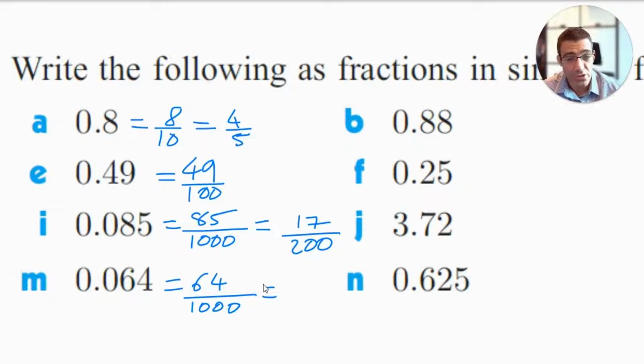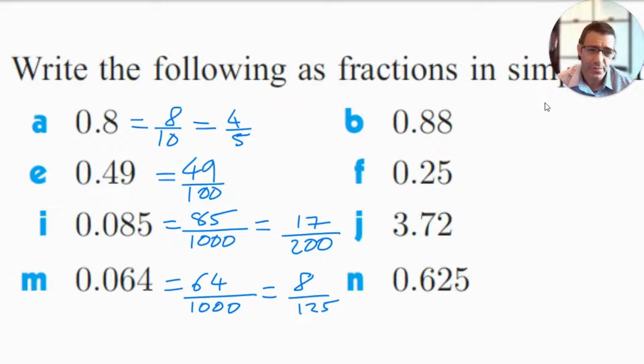So this is what I'm going to do. I'm going to divide top and bottom by 8. So this is 8, and then the bottom becomes 1,000 divided by 8, which is 125. So 125 times 8 is 1,000. Okay, the next one is in the hundredths. So that shouldn't be too bad.